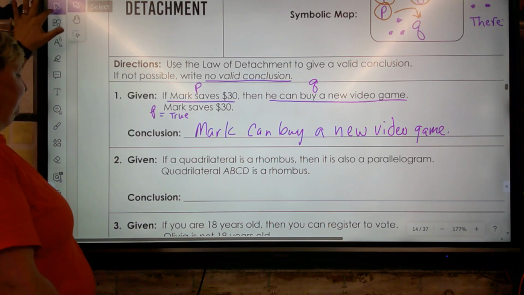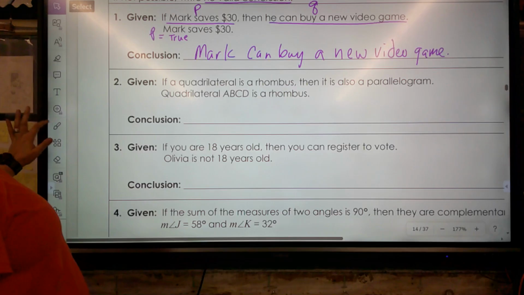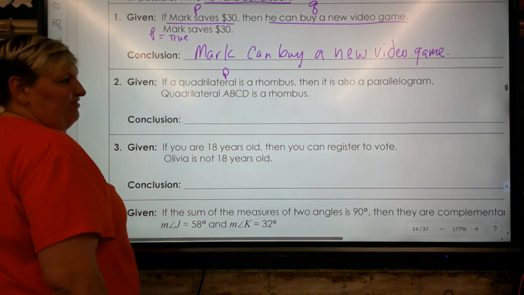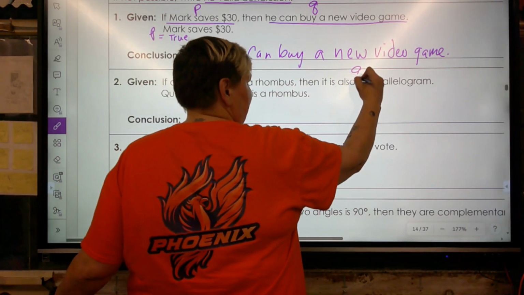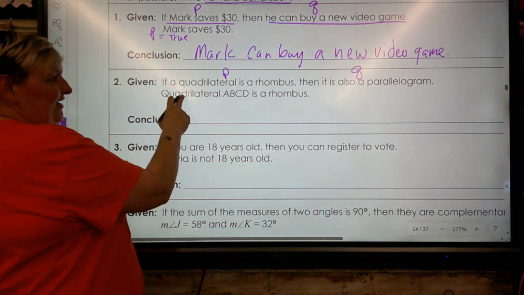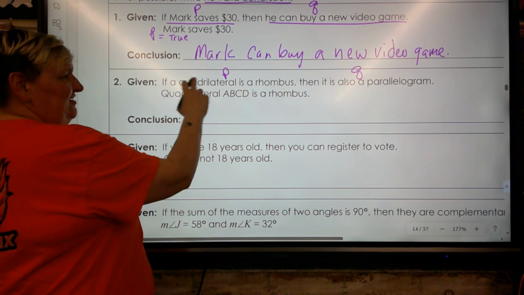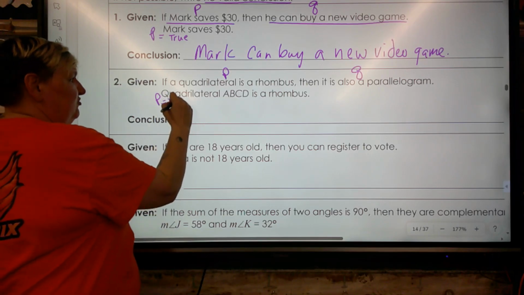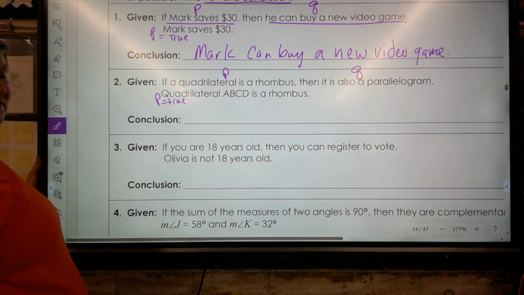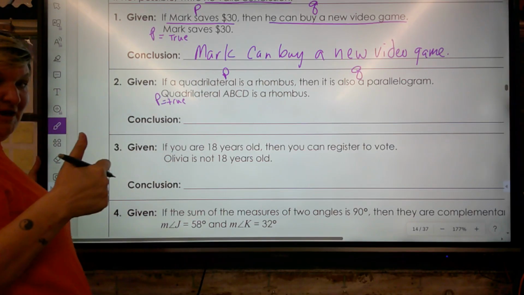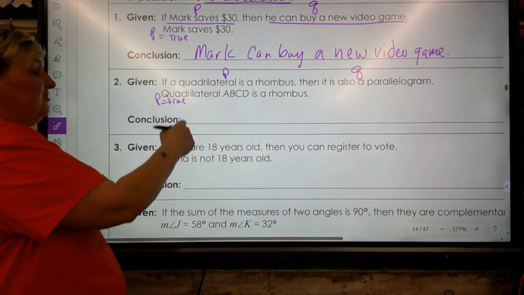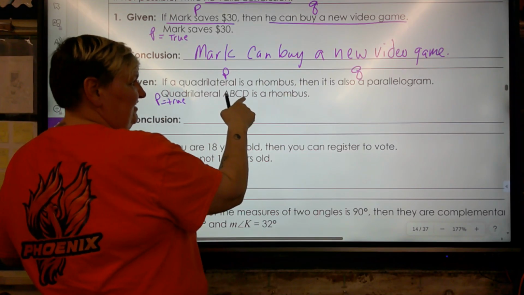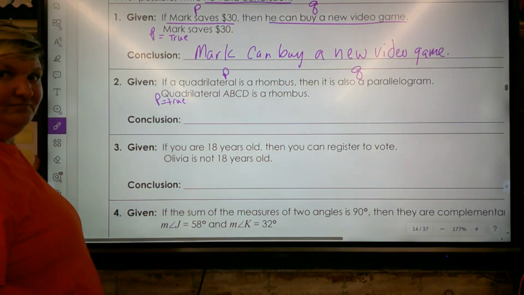Make sense? Alright, again, if a quadrilateral is a rhombus, that's our P, then it is also a parallelogram, PQ. Quadrilateral ABCD is a rhombus. So it's giving us the truth of P. P is true. It's telling us P is true. PQP, we followed our pattern. P is true. So we can conclude that quadrilateral ABCD is also a parallelogram.